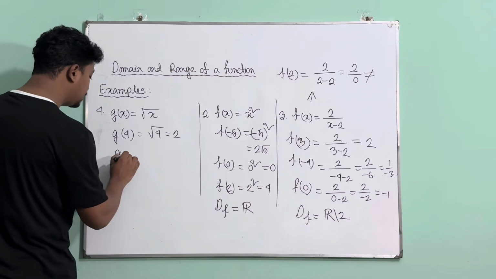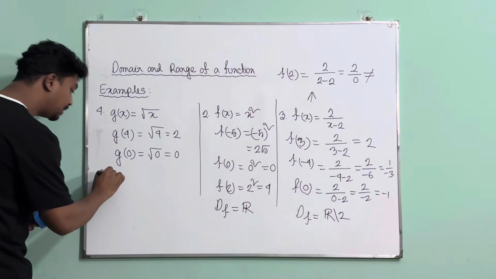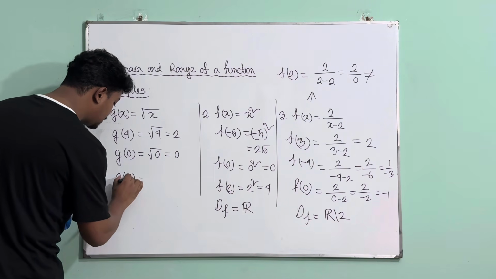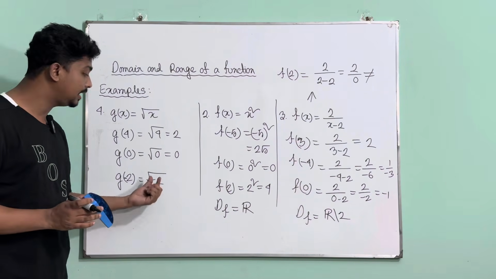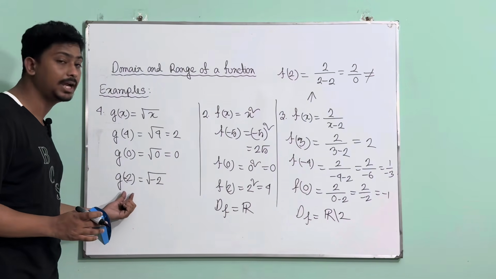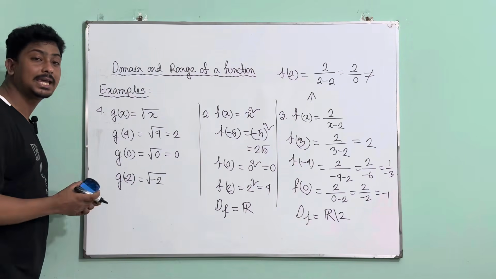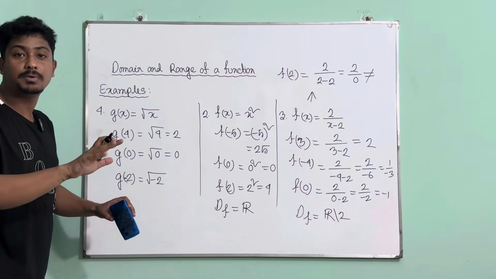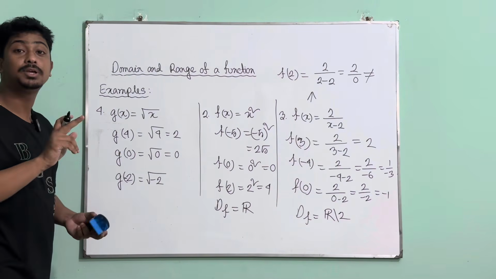Now if I put g of 0, I still get an output. Root over 0 is basically 0. But what if I put a negative number? Let's say I'm putting g of -2. So root over -2 does not give us any real output. We do not have any real output from this function for negative numbers, because root over cannot be applied to any negative number. So we cannot put any negative number in our function. So negative numbers are not part of our domain. We can put any positive number, we can put 0, but we cannot put a negative number.